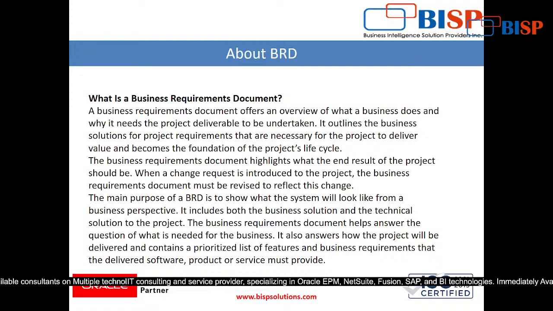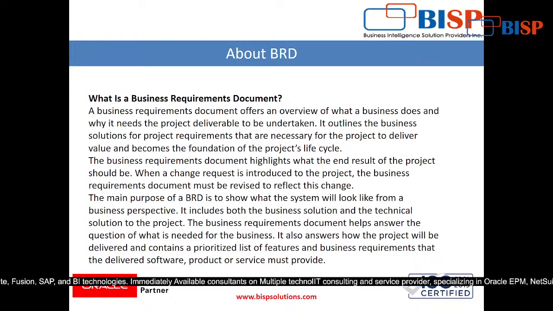When a change request is introduced to the project, the business requirement document must be revised to reflect these changes. For example, the company says that no, we want 2-level approvals in the sales order to cash cycle. After introducing this 2-level approval technique, how will your business behave? We have to show them. We have to display that in the document with the help of a flowchart, how it will look.